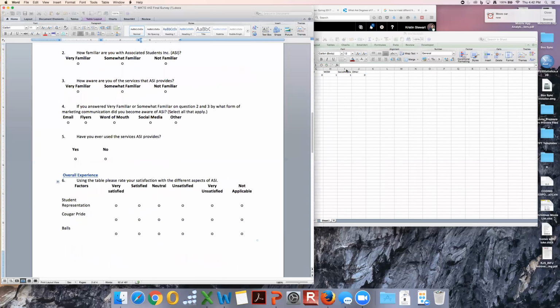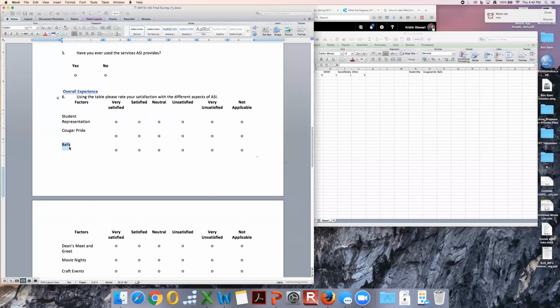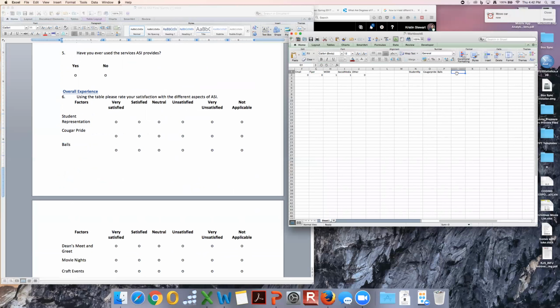For something like this, again, it's just student representation. Student rep goes here. Cougar pride goes here. Balls goes there. Balls, I love that. We'll see what they say. And so on. And then if my respondent said she was very satisfied with balls, I'd give her 5. But then she says, she's neutral about cougar pride, I'd give her 3, and so on. It would be 1, 2, 3, 4, 5, and then either 9 and 99 here.